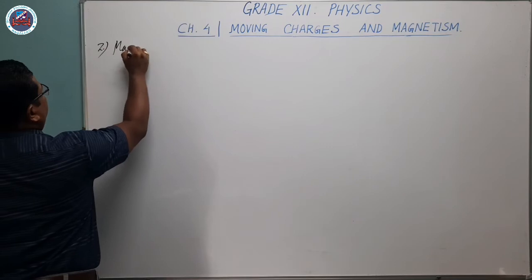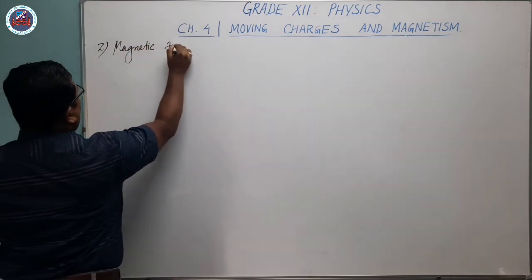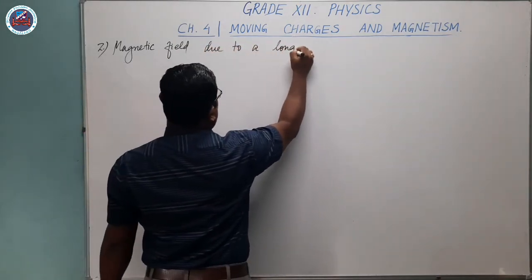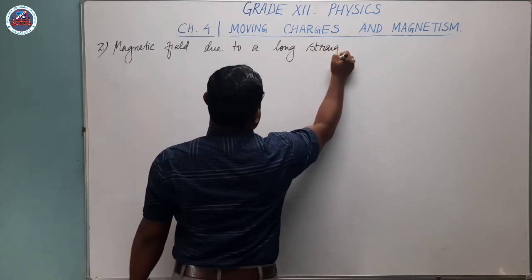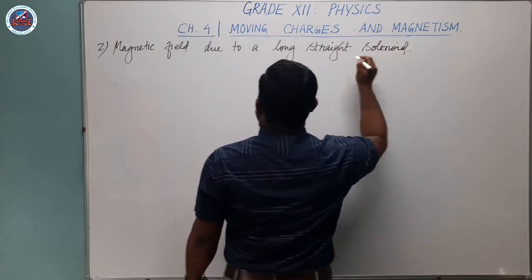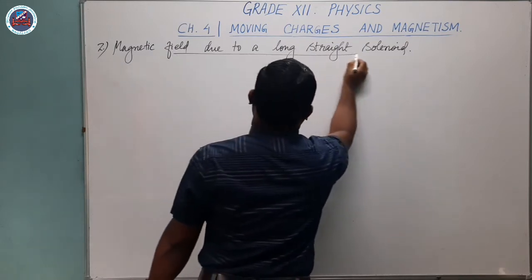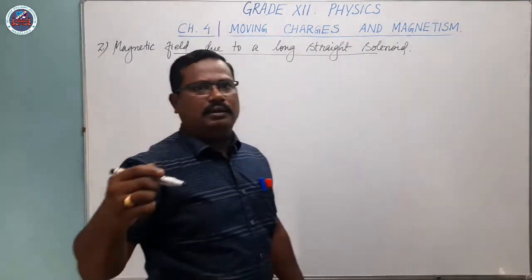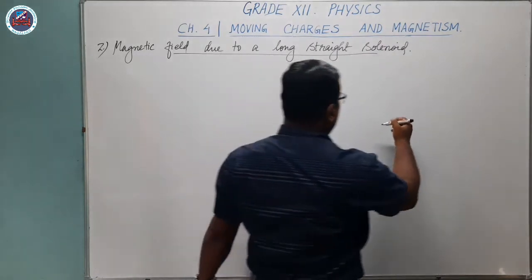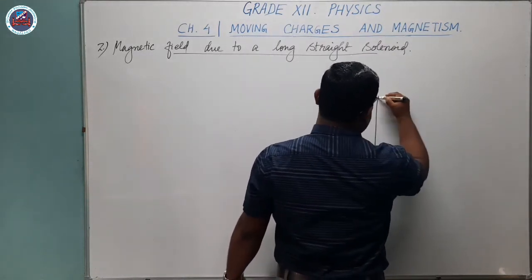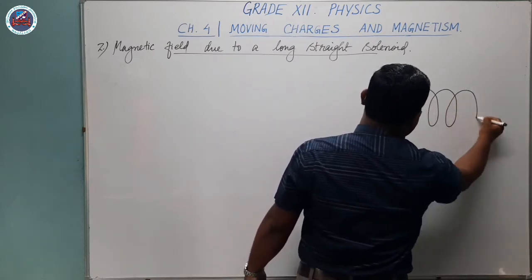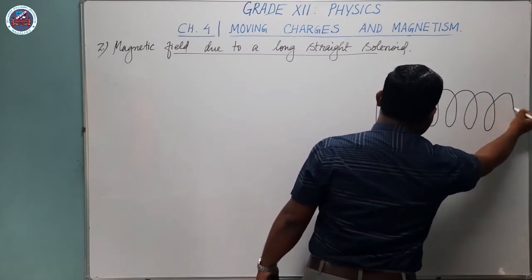Magnetic field of a solenoid. A solenoid is an insulated long wire in the form of a helix. Like this it will look. Insulated wire having a large number of turns. But the solenoid is a very long one.